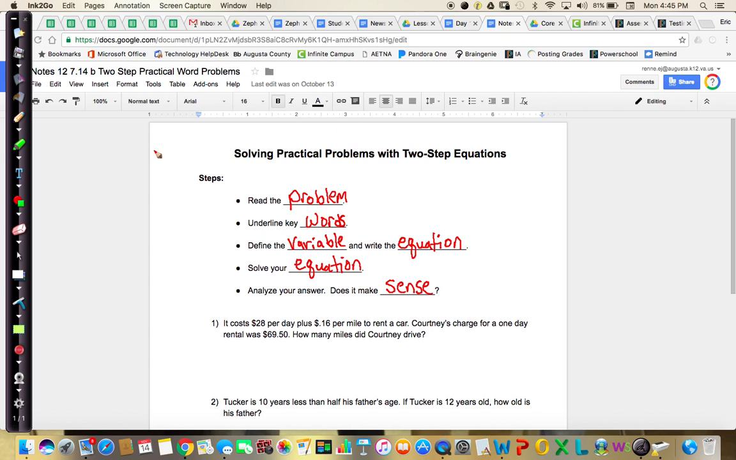Okay, so let's look at number one. And of course, we're going to read the problem, underline keywords. We're going to make sure we define our variable and write the equation. We're going to solve the equation. Then finally, we're going to analyze our answer. Does it make sense? So let me just clear the screen here and scroll down.